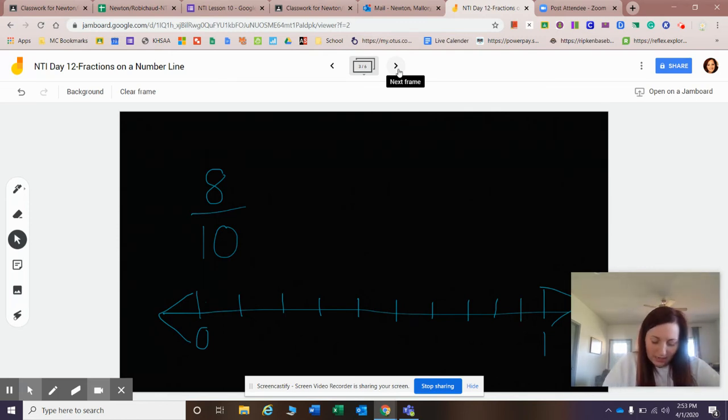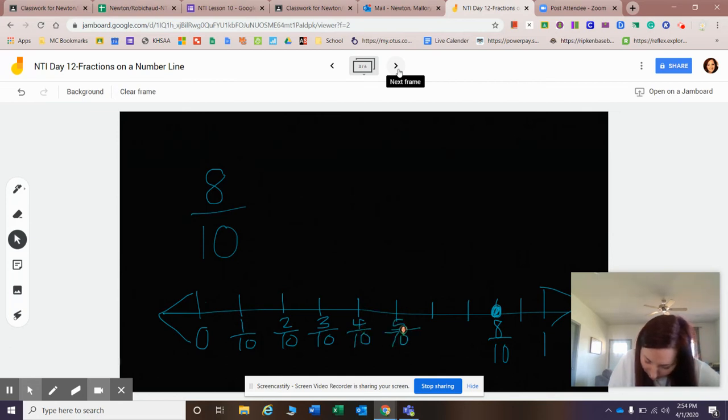Now, how I know how many to go over is what my numerator says right here. Okay, so we're going to count over 8 spaces starting at 0. Ready? 1, 2, 3, 4, 5, 6, 7, 8. So I'm going to go ahead and plot that. All right. There is my 8/10. Let's go ahead and count by tenths. So 0, 1/10, 2/10, 3/10, 4/10, 5/10, 6/10, 7/10, 8/10, 9/10, and then 10/10 or 1 whole. All right, let's do another example.